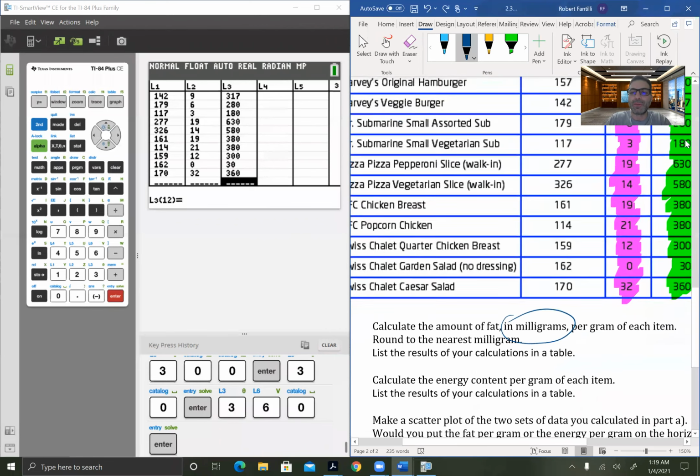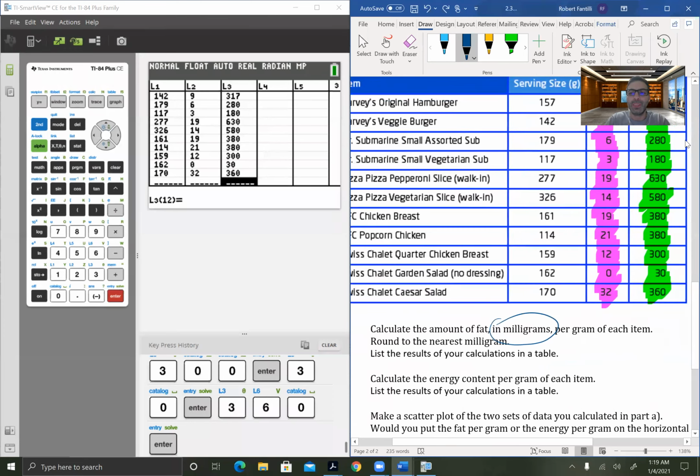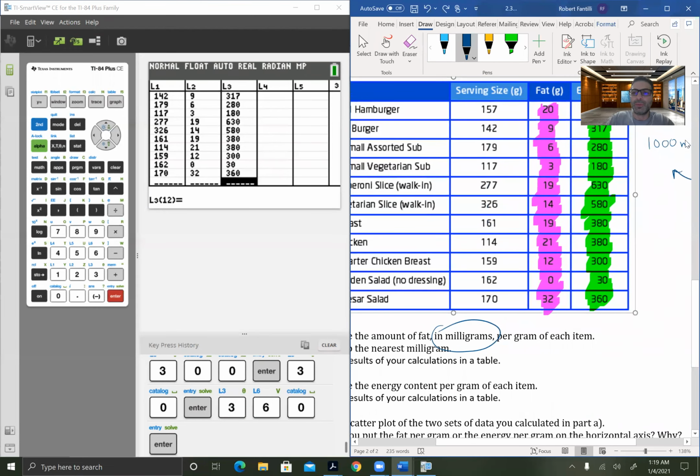It says calculate the amount of fat per gram, okay? Now it wants it in milligrams, right? So we have to multiply it by 1,000. We have to take everything in that column and multiply it by 1,000 and then divide it by the serving size in grams, because it wants fat per gram.